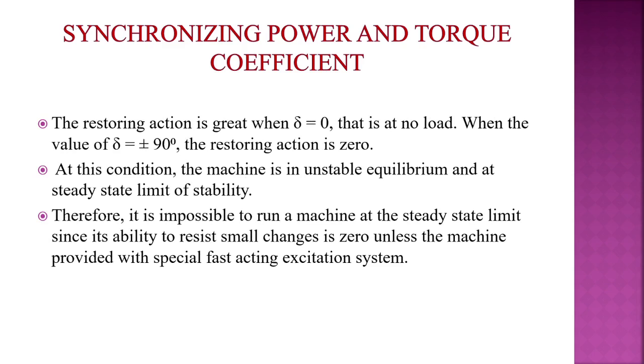The restoring action is greatest when δ is equal to 0, that is at no load. When the value of δ is plus or minus 90 degrees, the restoring action is 0. At this condition, the machine is in unstable equilibrium and at the steady state limit of stability. Therefore, it is impossible to run a machine at the steady state limit, since its ability to resist small changes is 0, unless the machine is provided with a special fast acting excitation system.